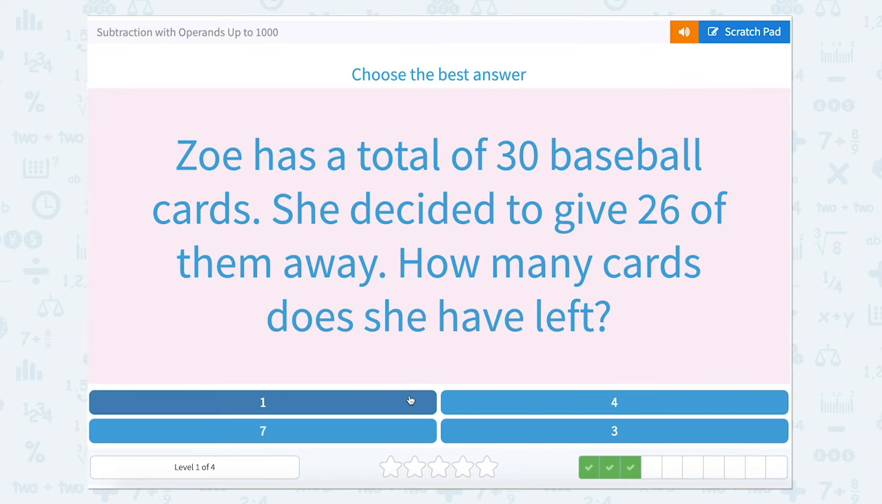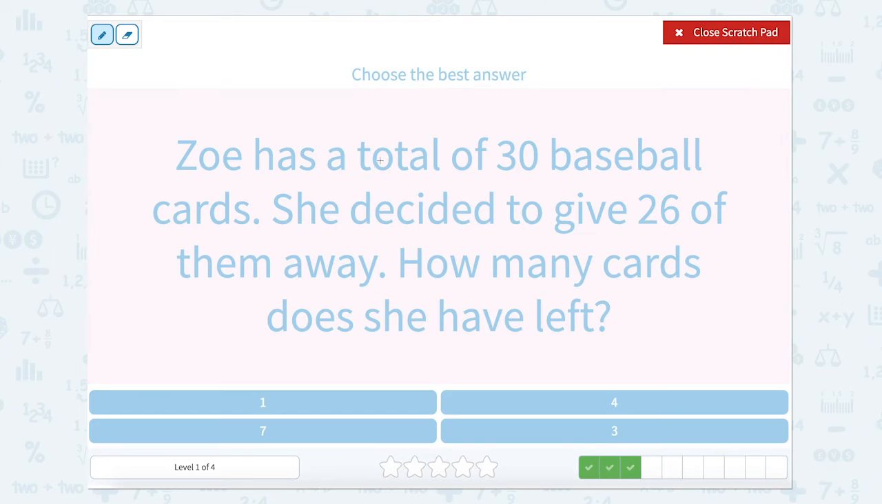Awesome job. Zoe has a total of 30 baseball cards. She decided to give 26 of them away. How many cards does she have left? So we could think of this the same way as we did before. There's a total of 30 baseball cards, and she gives away 26. So if you're giving something away, you're subtracting.